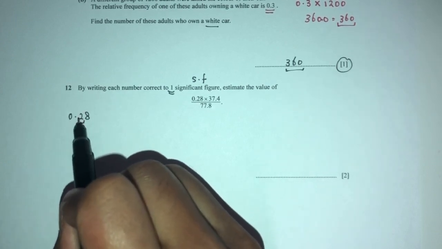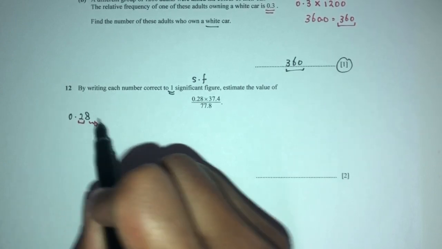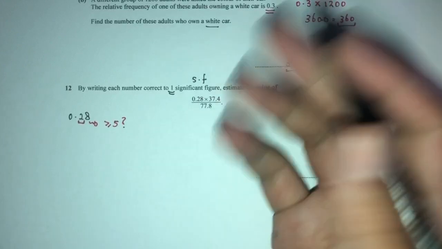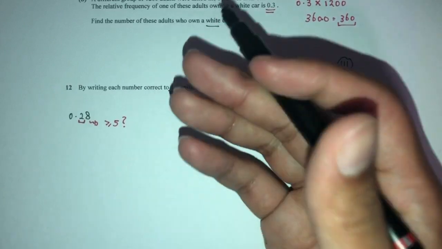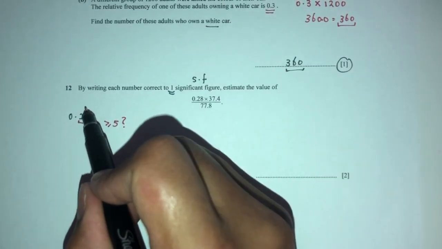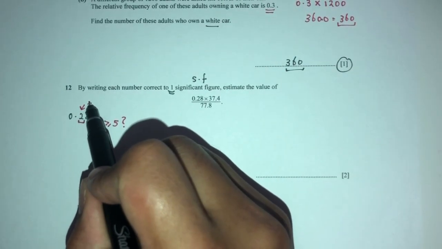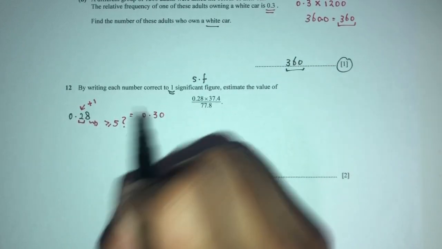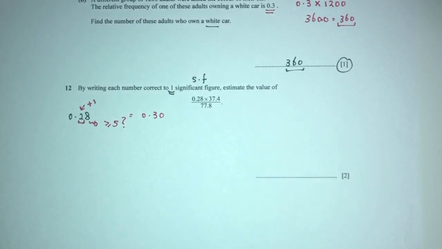Now, after we have the 2, let's look at the next number. We ask ourselves, is this number more than or equal to 5? The answer is yes. 8 is obviously more than 5, right? Then we have to add 1 to this number. So 2 plus 1 is 3. So your answer will be 0.3, and the rest becomes 0. Hopefully that makes sense. This is just a procedure of finding that value.